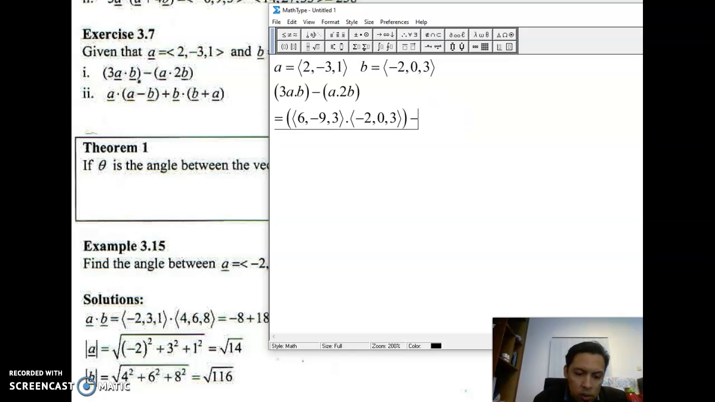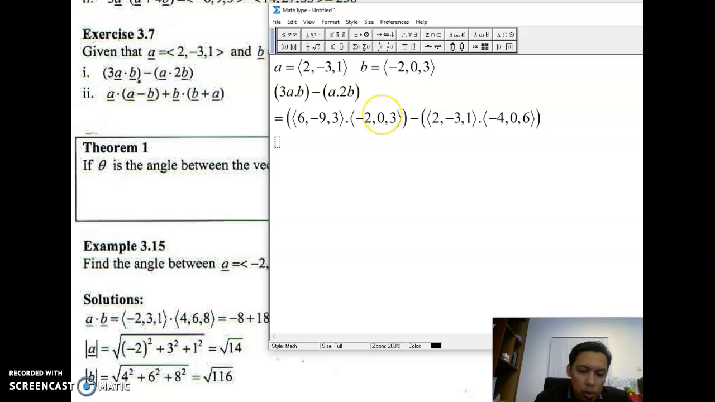Okay, minus, we have A, which is this one, times 2B, right, 2B, which is 2 times -2, so -4, right, and then 2 times 0, 0, and 2 times 3, 6. So 0 and 6. Okay.